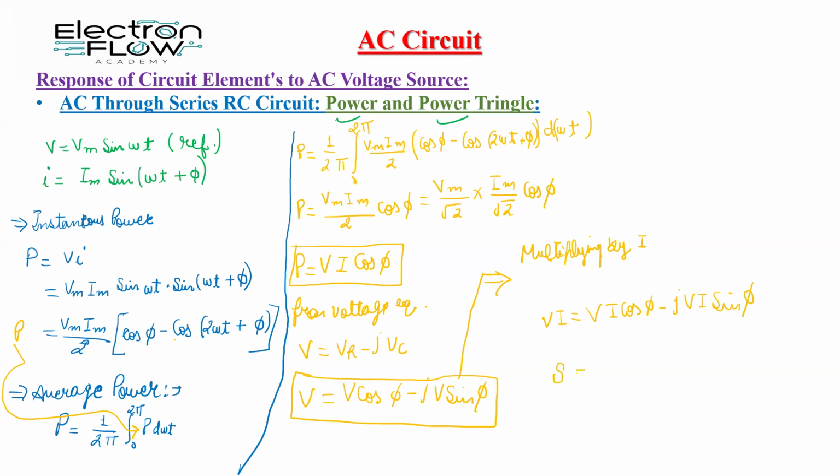We know that the multiplication of voltage and current is nothing but the apparent power, which is denoted by capital S, and VI cos phi is nothing but the real power, denoted by capital P, minus VI sin phi, which is nothing but the reactive power, denoted by Q. So this is the equation of the power.